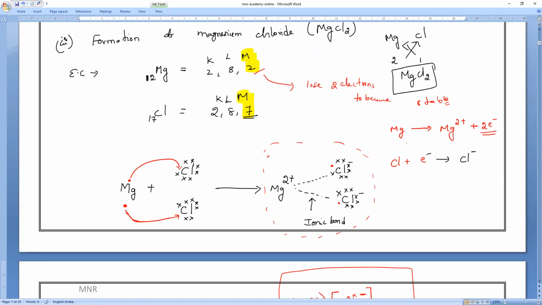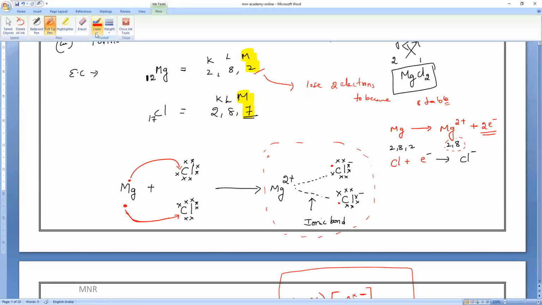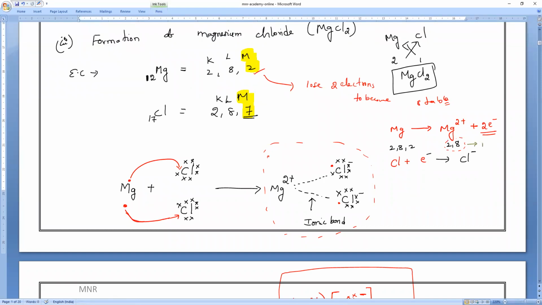Now, electronic configuration also. Here, magnesium is 2, 8, 2. After donating electrons, what is the electronic configuration? 2, 8. Can you tell me the nearest noble gas electronic configuration? 10. Neon, sir. Neon. The nearest stable electronic configuration is neon.